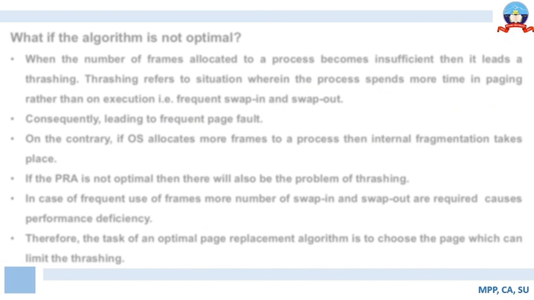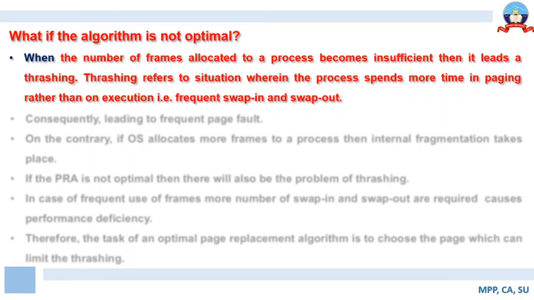Now, what if the algorithm is not optimal? Let us consider that the algorithm that we have pursued is not optimal. So what happens? When the number of frames allocated to a process becomes insufficient, it leads to a problem that is called thrashing.